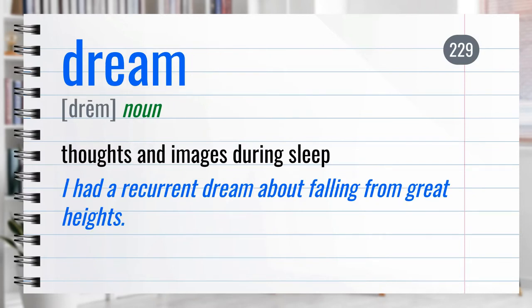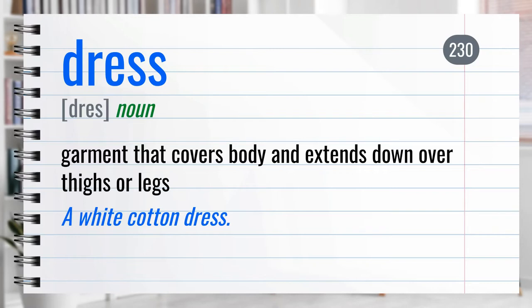Dream. Dream means thoughts and images during sleep. For example, I had a recurrent dream about falling from great heights. Dress. Dress means garment that covers body and extends down over thighs or legs. For example, a white cotton dress.